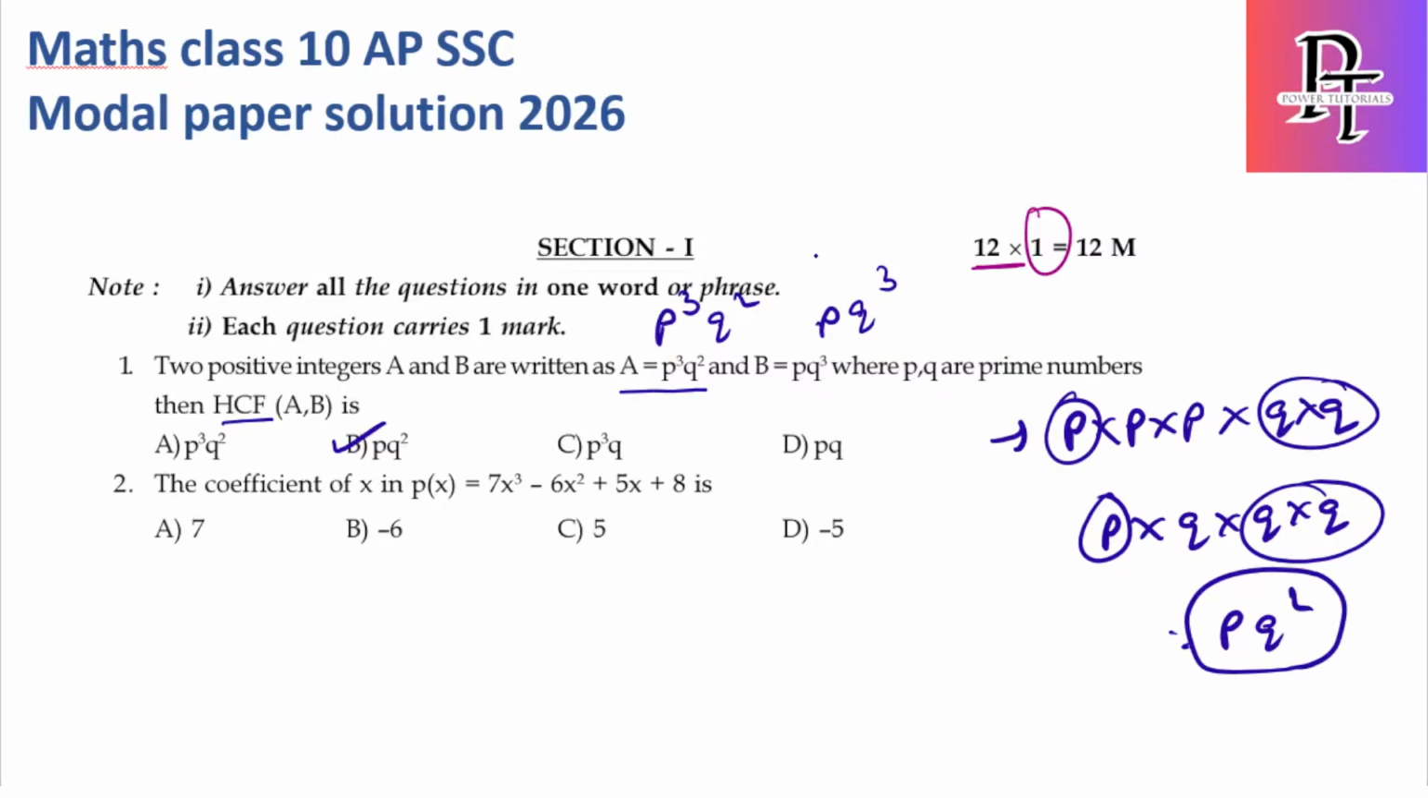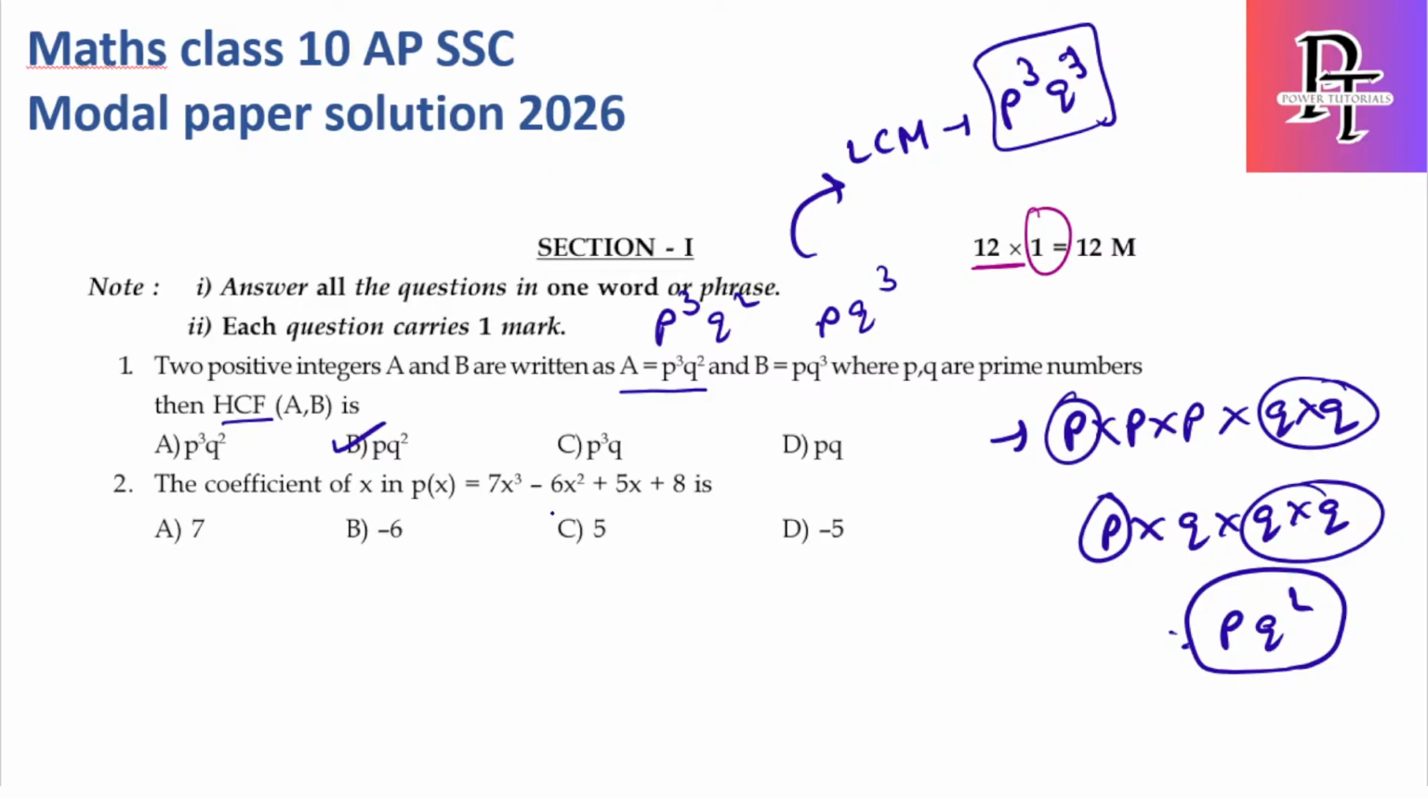For the same question, if they ask for LCM, I am also explaining LCM because maybe in the main exam they can ask you LCM instead of HCF. If it is LCM, then the answer is p cube q cube, because LCM is the product of the highest powers of the prime factors. But here they have asked HCF, so the answer is p q square. If they ask for LCM, the answer is p cube q cube, because the highest power of p is p cube and of q is q cube.